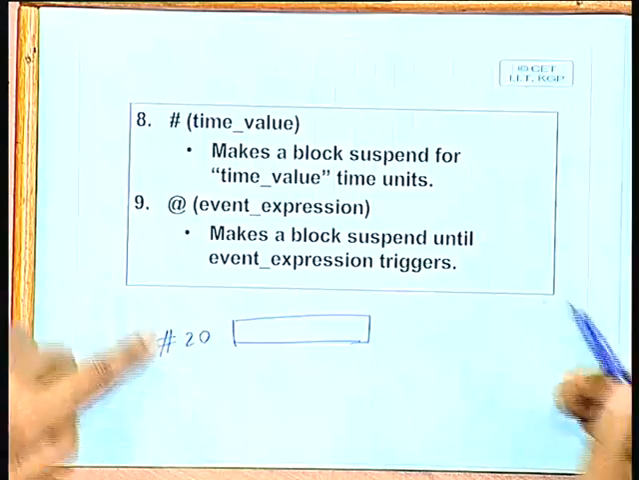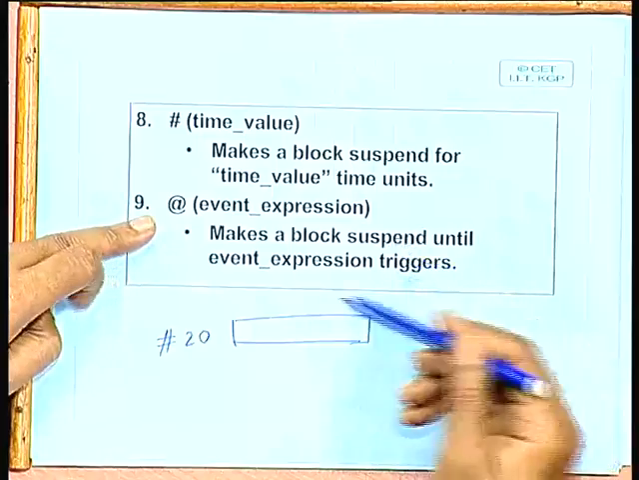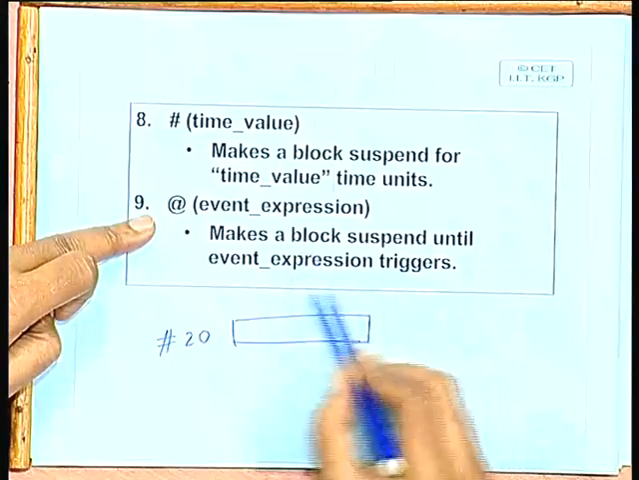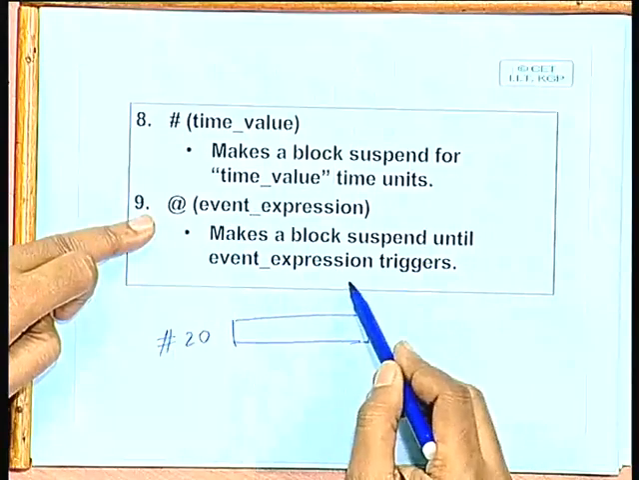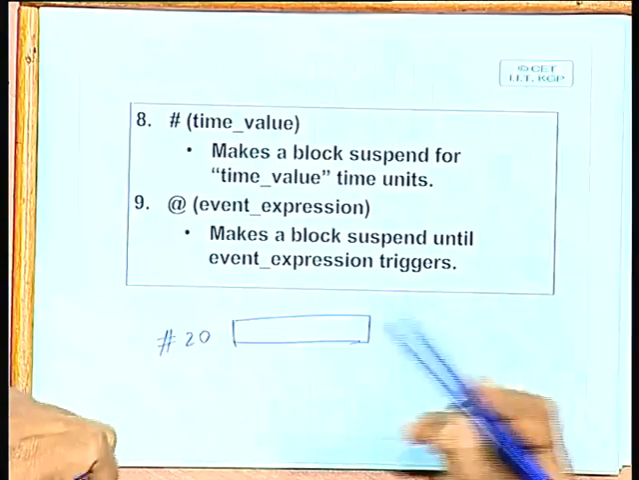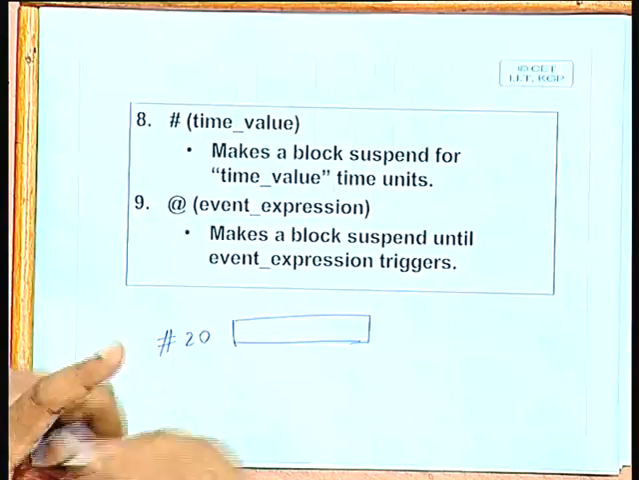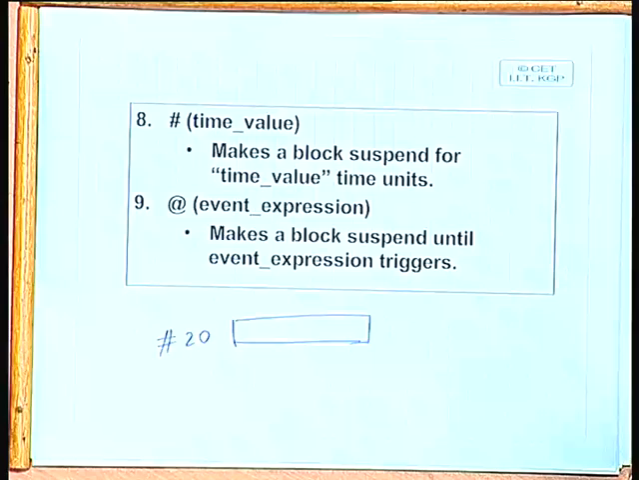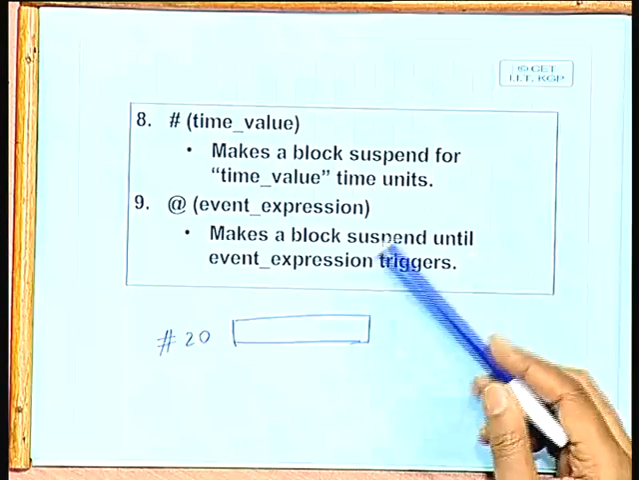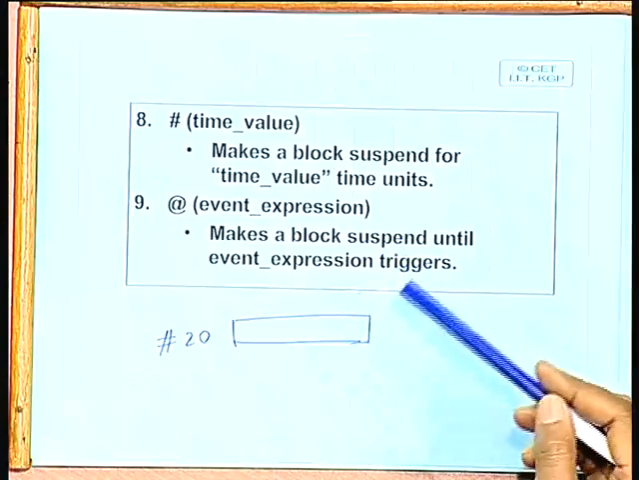Okay. And at event expression, this I have already mentioned, this makes a block suspend until the event expression becomes true or it triggers, whatever you say. Okay. So, now let us look at a few examples where we will see how we can use this always block, for instance, to model different kinds of logic.